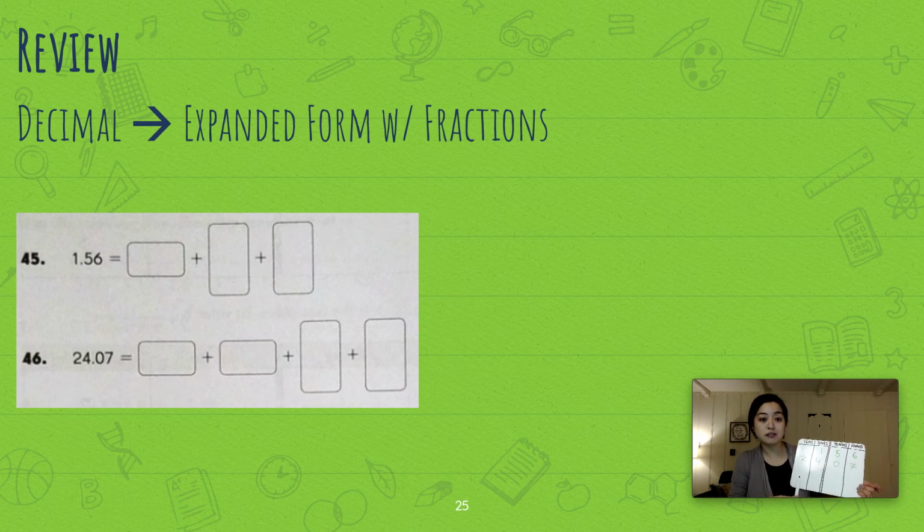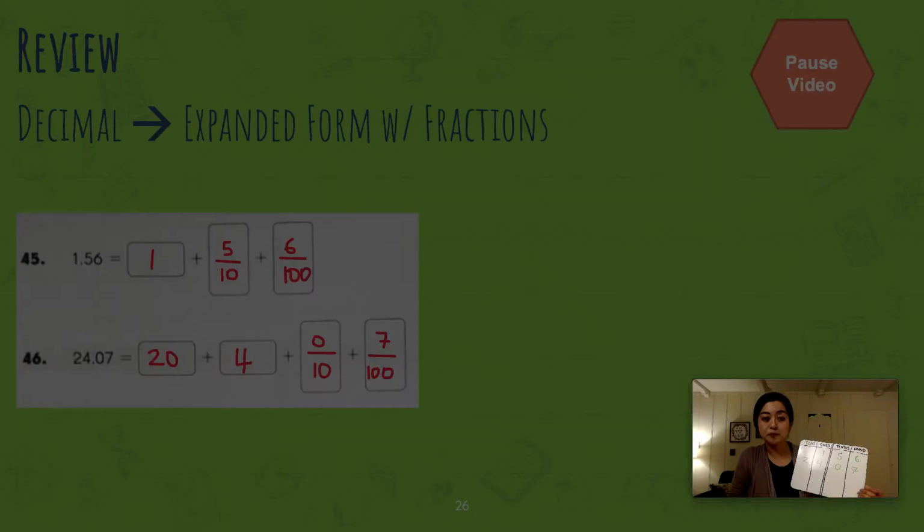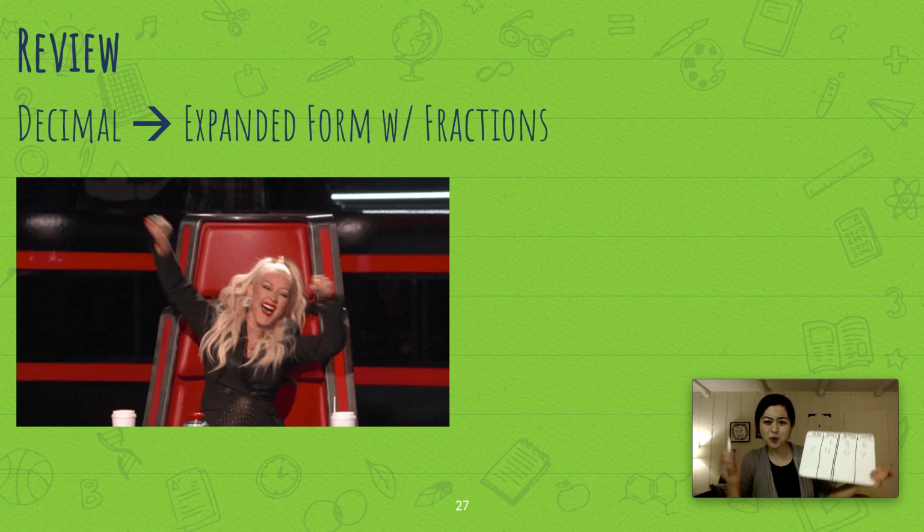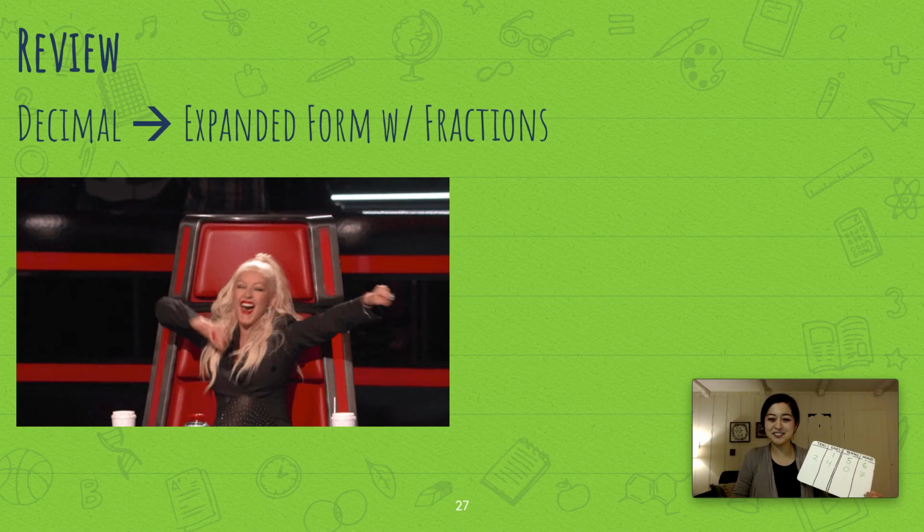So I'm going to write this in expanded form, 20, because there's 2 tens, plus 4, because there's 4 ones, plus 0 tenths as my fraction, because 0 is in the tenths column, plus 7 hundredths as my fraction, because 7 is in the hundredths column. So your answer should look like this. All right.